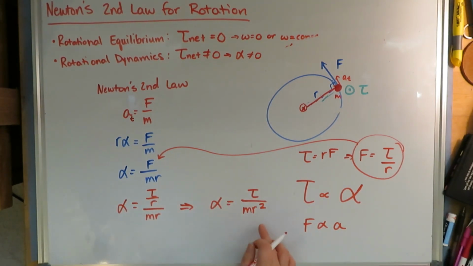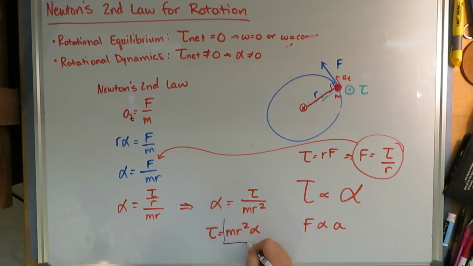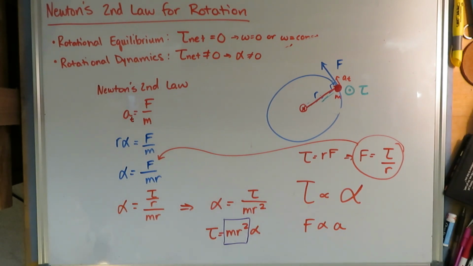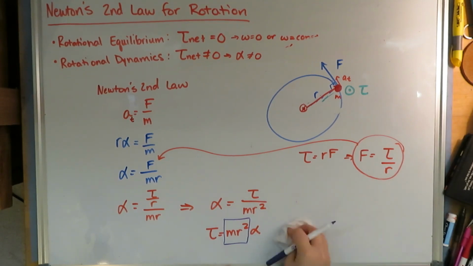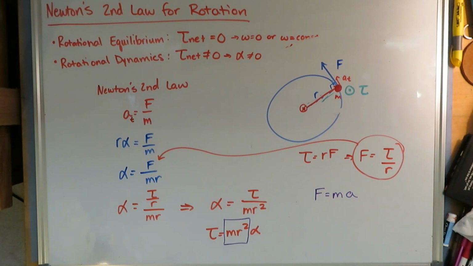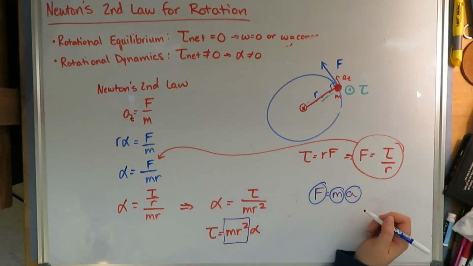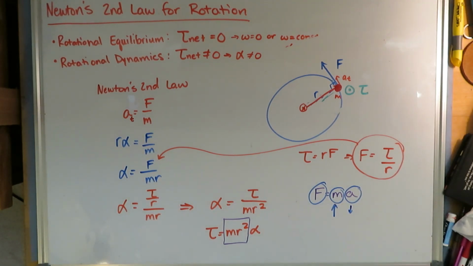So what I can do is solve for torque. Torque is going to equal mr squared times alpha. So this also shows that my torque and my angular acceleration are directly proportional. This little fun thing right here is very interesting. When I look at Newton's second law, I know that force is mass times acceleration. So if I apply a force to a mass, I get an acceleration. The larger the mass, the smaller the resulting acceleration.